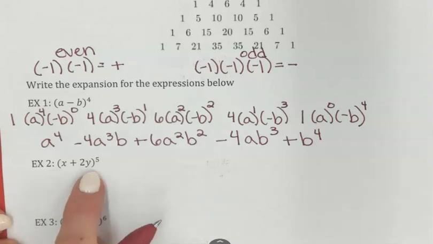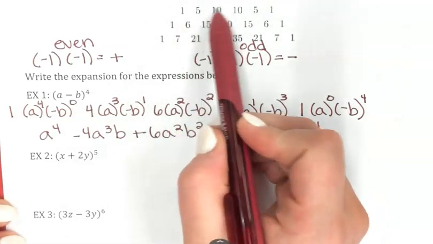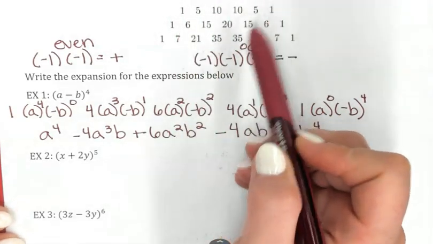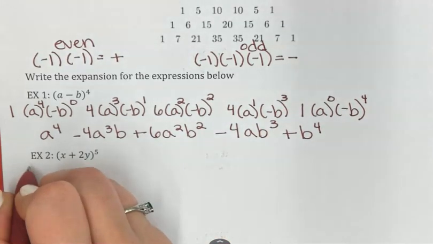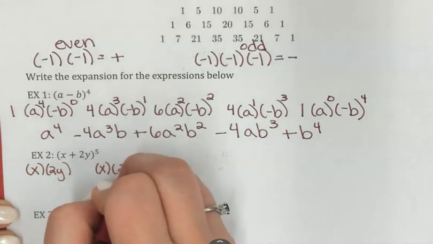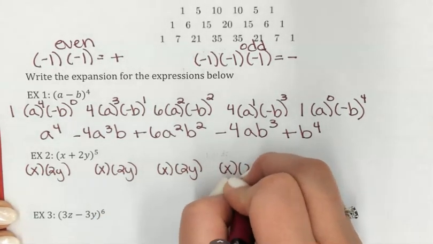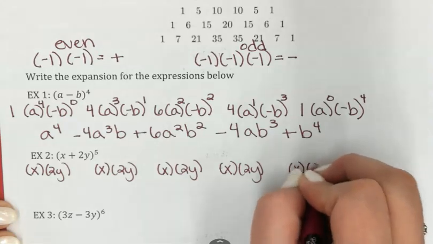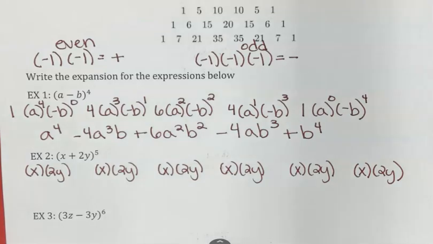Okay, on the next one, I've got x plus 2y to the 5th, which means this is the row I'm going to be looking at for my coefficients when my exponent is 5. And I'm going to have 6 terms, so I'm going to go ahead and get those 6 terms out. I've got x, 2y, 1, 2, 3, 4, 5, and 6. What's going to be tricky about this one is remembering that whatever exponent is on the y, I also need to apply that to the 2.